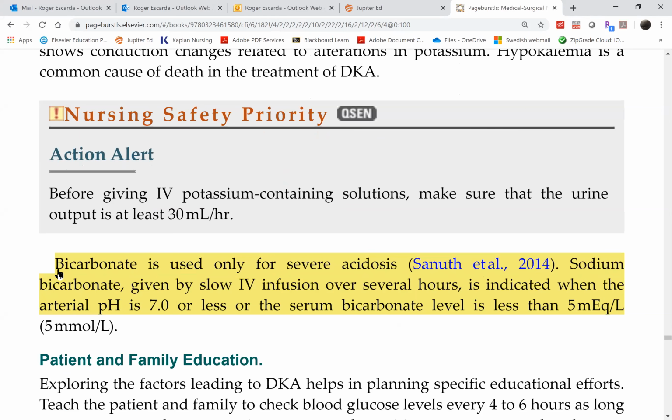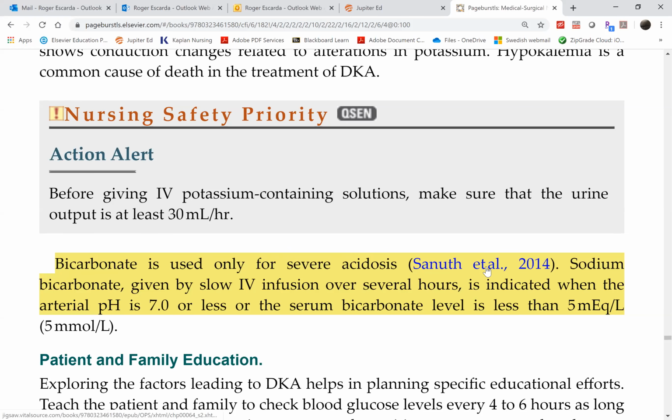Here is your answer. When do we give bicarbonate? This is your buffer. This will be used to neutralize the acidity because the patient is in severe metabolic acidosis. You give bicarbonate, IV.